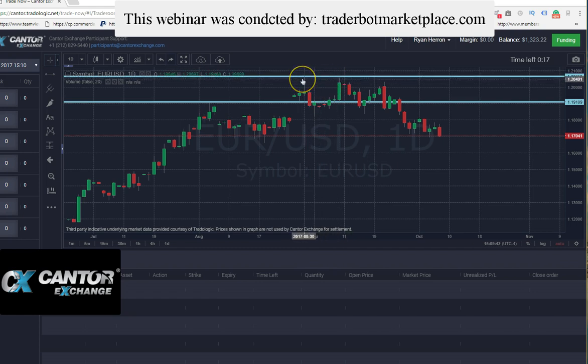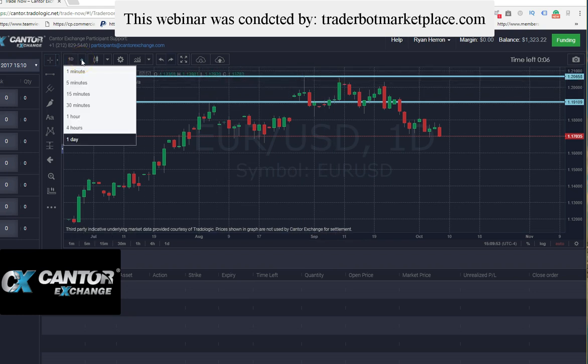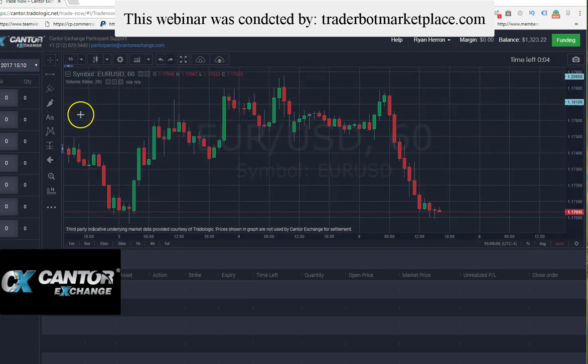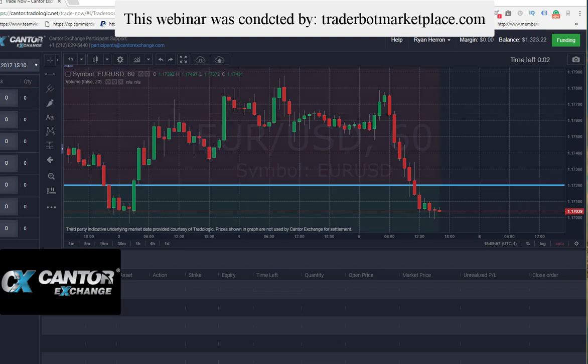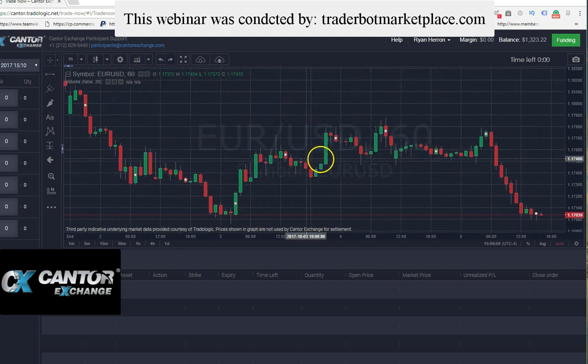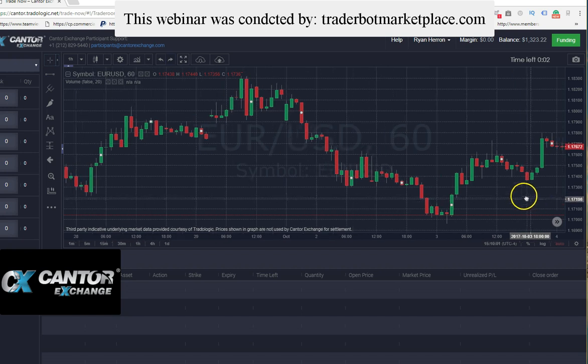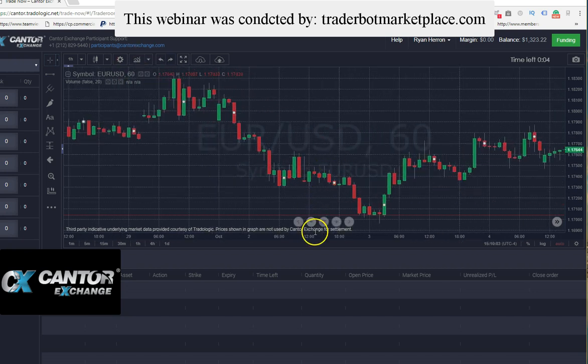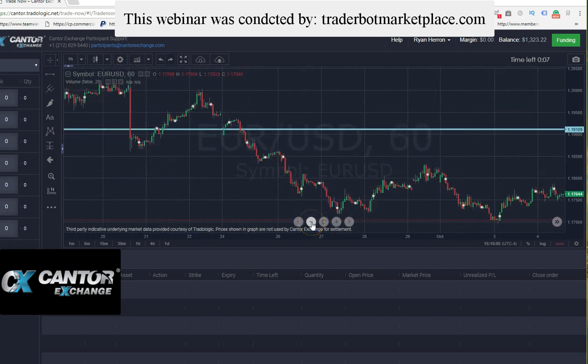If you can see this, I'm going to try to find this on a smaller time frame right here. This is called a double top, and it usually marks a reversal, but we're going to take a look at it. We'll go down to an hourly chart. Let me see if I can find out where it is. Give me just a second.